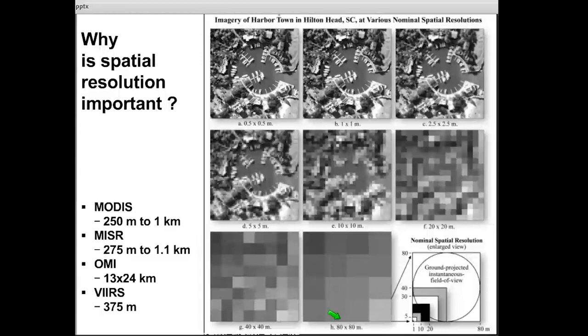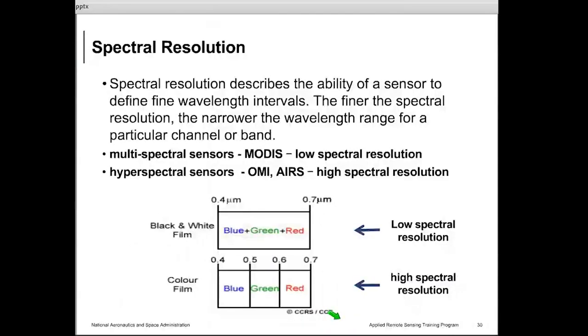Spatial resolution is more important when we try to get information about the land surface. Here are some of the sensors which are used for air quality applications, and their spatial resolution varies from 250 meters to 13 by 24 kilometers, again depending on which sensor and which product we are trying to use.